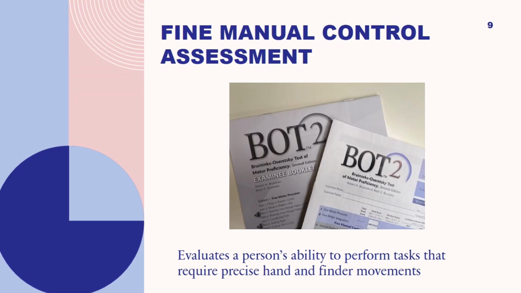And so now we're going to dive into the actual exam. This was the fine manual control assessment, the first section of the BOT-2 test. This section evaluates a person's abilities to perform tasks that require precise hand and finger movements.